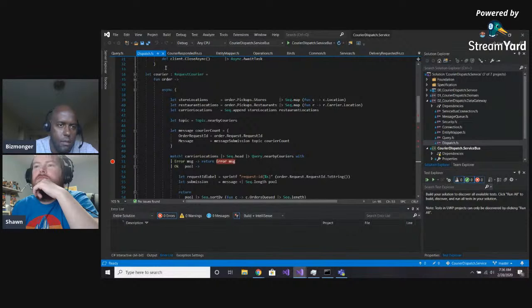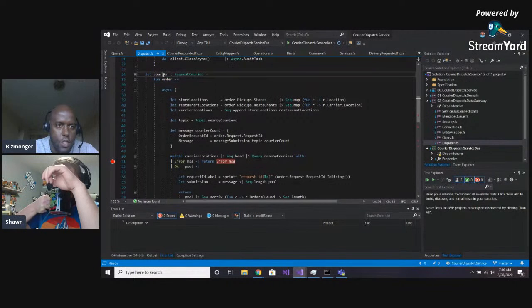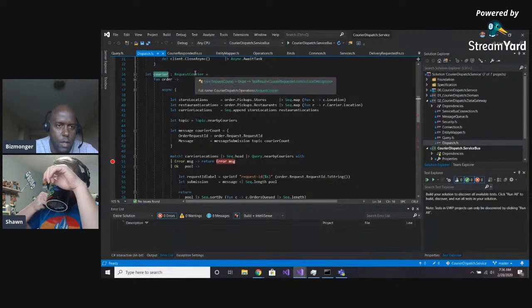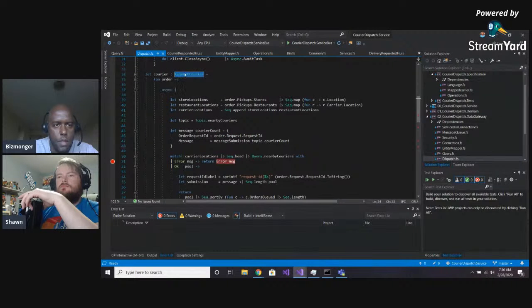Because we're requesting a courier based on some order that's coming in. First is we're using this function as an interpreter for a specification, which is this right here. Specification is we're taking an order and we need to return some type of result. And so the way you implement the specification, which is analogous to an interface, is you can use the syntax right here.